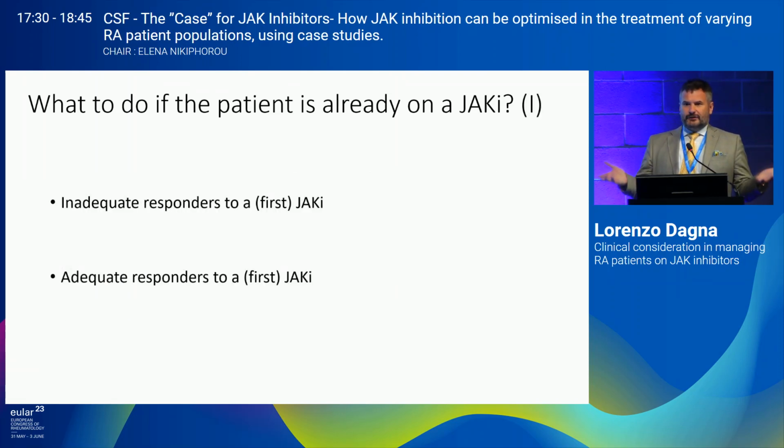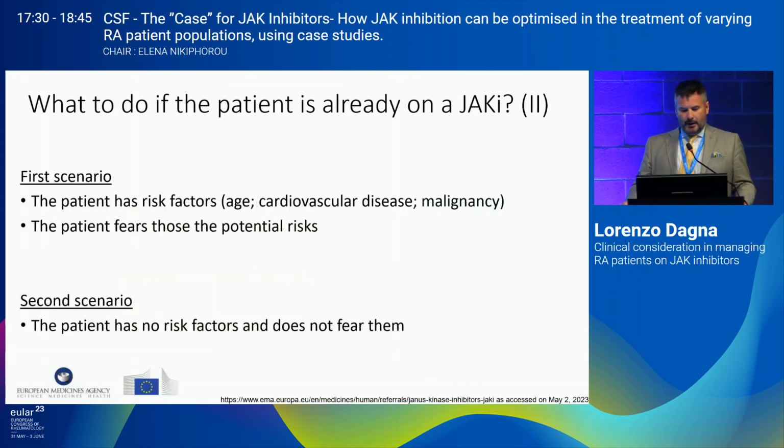So clearly, we have 2 different scenarios. The patient is already on a JAK inhibitor, and the patient may be a non-adequate responder to this first or subsequent JAK inhibitor, or the patient may be an adequate responder to this JAK inhibitor. And clearly, those 2 scenarios are different. But we should also differentiate more. In the first scenario, sorry, the patient has risk factors for the JAK treatment, and so we have to keep this in consideration.